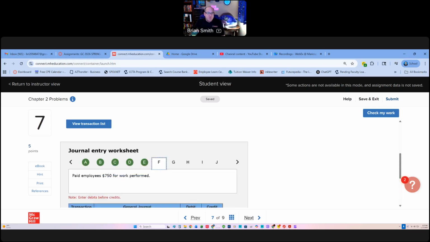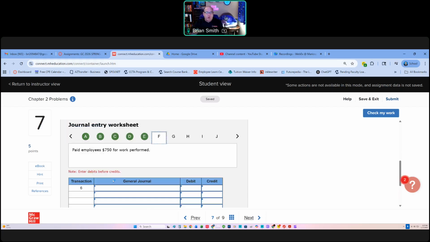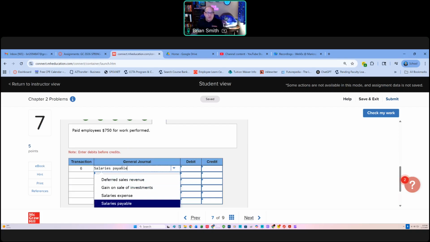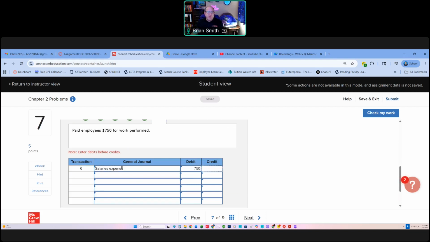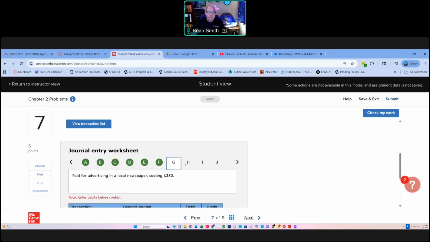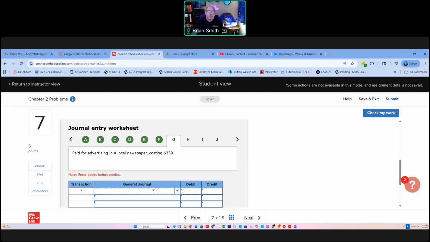Okay. Paid employees $750 for work performed. All right. When it says paid, it means we've issued cash. And since there are employees, we're going to be doing either salaries or wages. I'm just looking to see if wages is a thing. It doesn't look like it. So salaries probably. Salaries expense for $750, and then we're crediting cash. I really prefer my way. I really hate having to look for the account. Paid for advertising in a local newspaper costing $350. So advertising expense, $350, credit to cash.